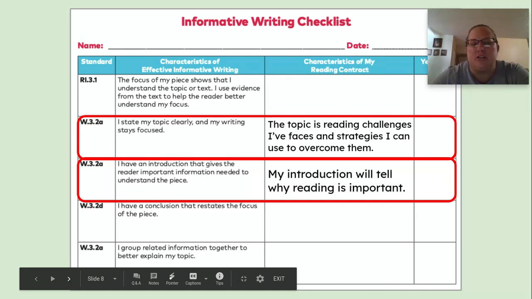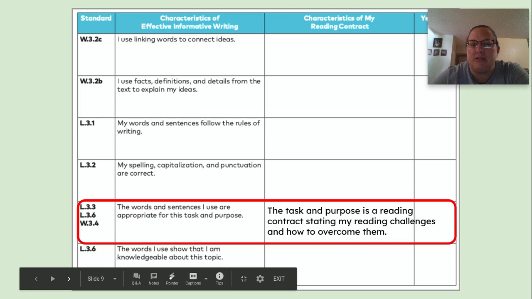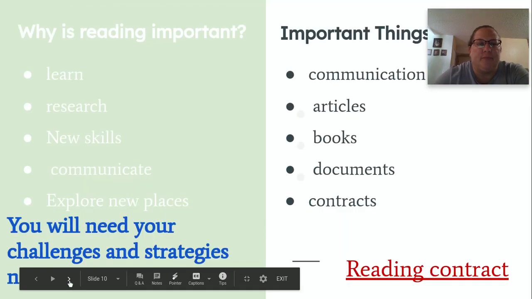Your introduction will tell why writing is important. So think about that, okay? Think about some ideas of why writing should be important. The words and sentences I use are appropriate for the task and purpose. The task and purpose is a writing contract stating my writing challenges and how to overcome them. So that's all we're focused on in our writing.